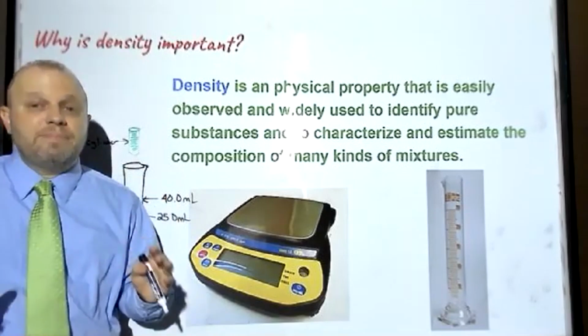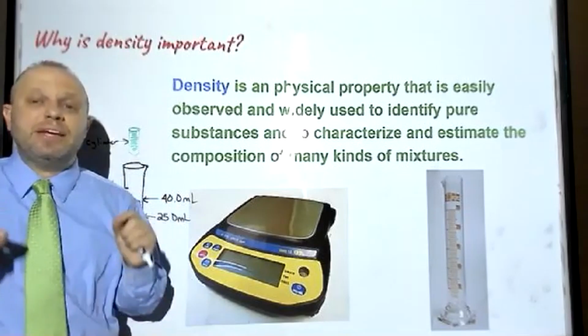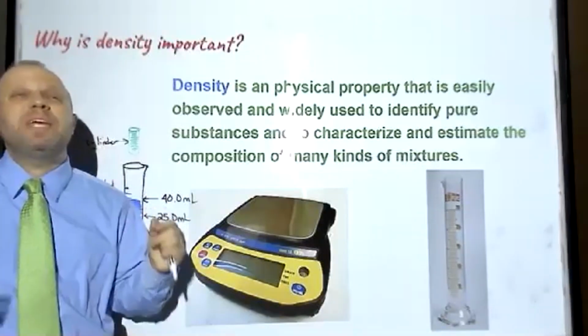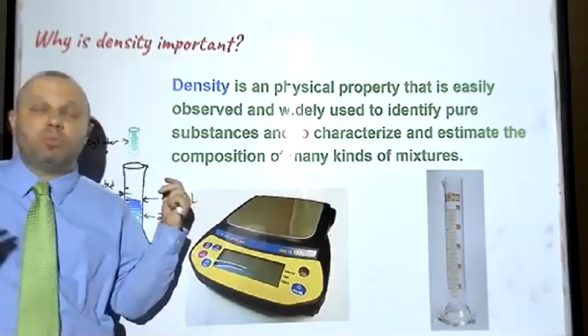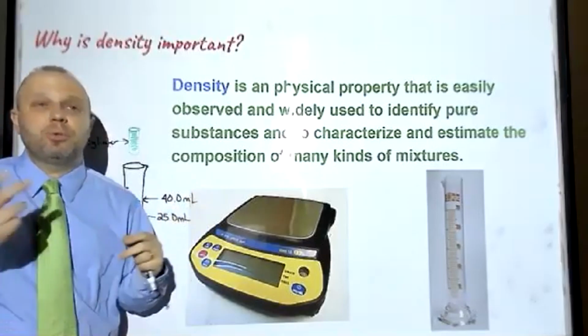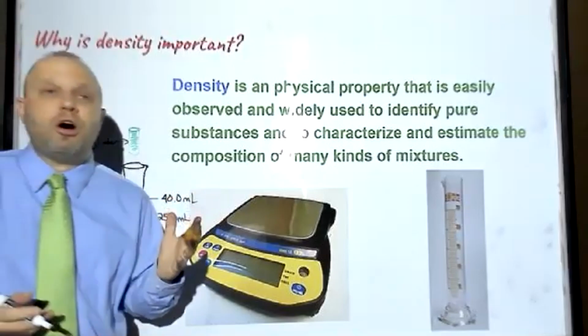Okay, so that's one way to measure volume. The second way is using a ruler. Now, why would we have to use a ruler to measure the volume of an object instead of using water displacement and a graduated cylinder? Well, there's two possible causes for this.